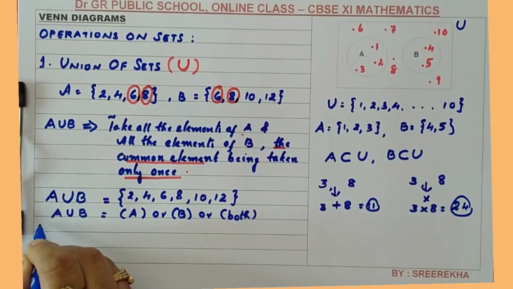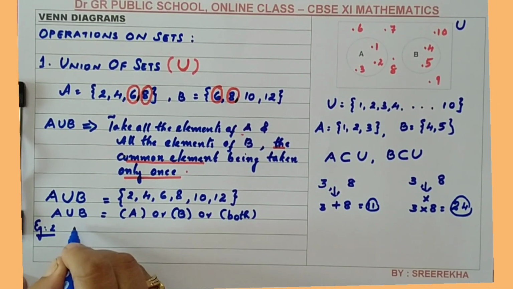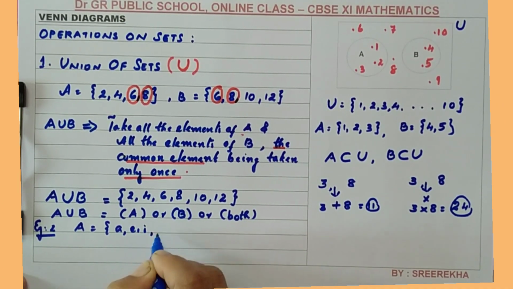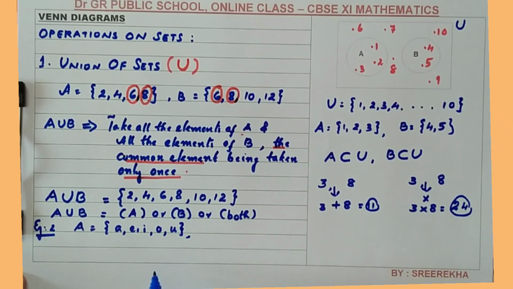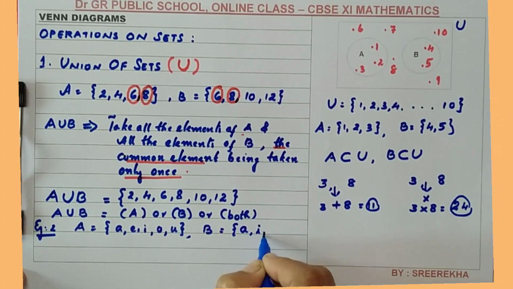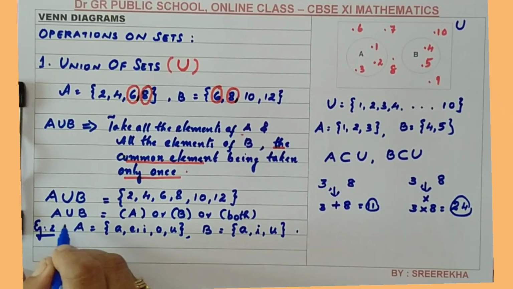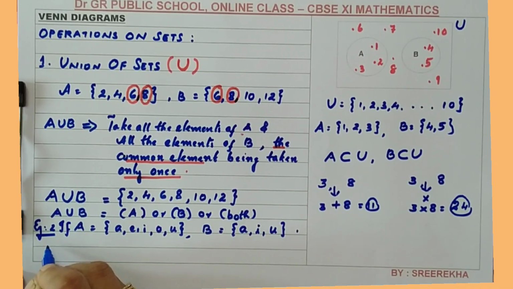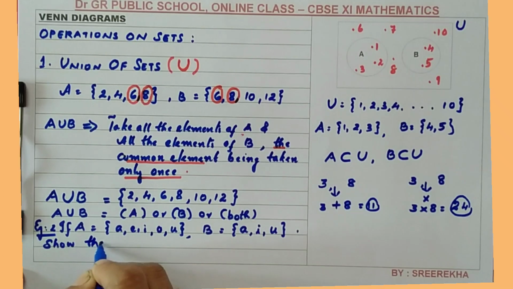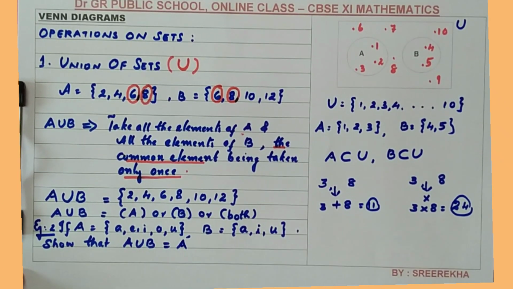Consider another example. Example 2. I am going to consider two sets. Let A equal to the set A, E, I, O, U, and another set B equal to the set A, I, U. I am going to show that A union B equals A.